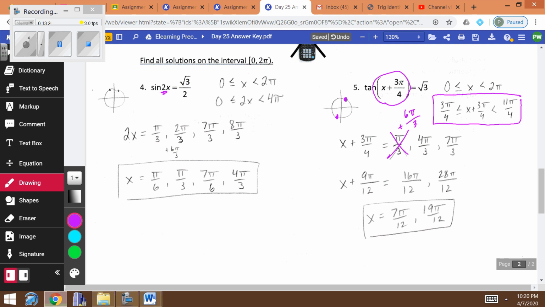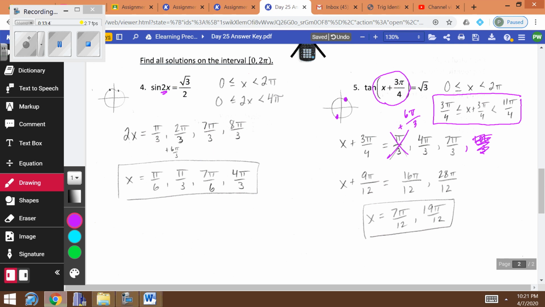Again, 11/4 would be what? 2 3/4 there. So this then would fit in there, and this one would fit as well. This would be 2 1/3. If I tried to go one bigger, if I added the 6 pi over 3, that'd be 10 pi over 3. That would be 3 1/3. That's too big, so we only have these two numbers here.